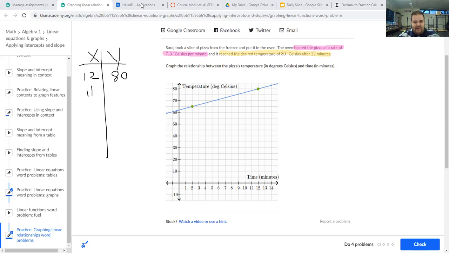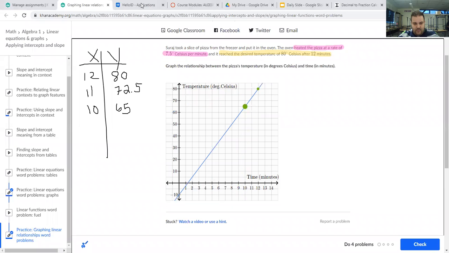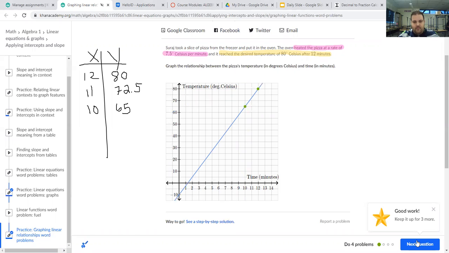So 80 minus 7.5 is 72.5. At 10, working backwards, minus 7.5, that's 65. I may be able to plot 10 and 65. Let's see if that's plottable. 10, 65, which is between 70 and 60. That should work. Bingo.